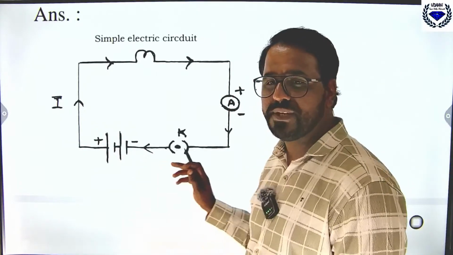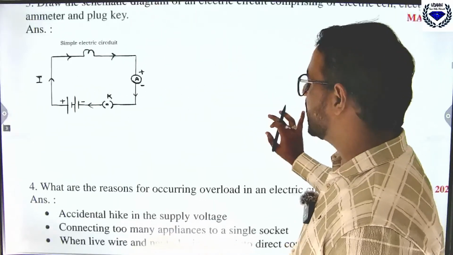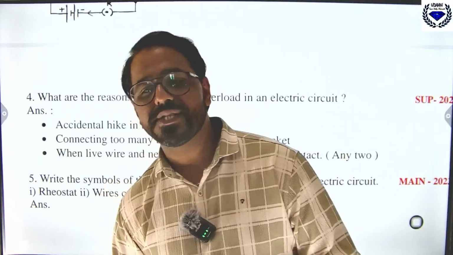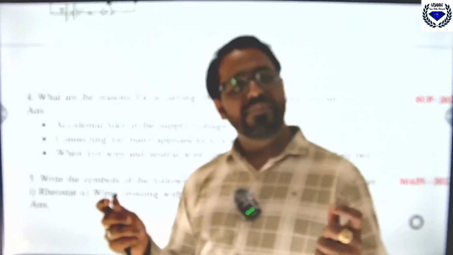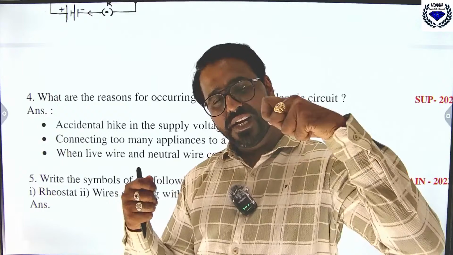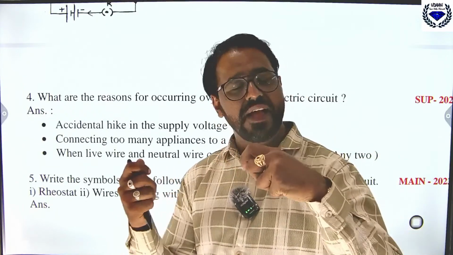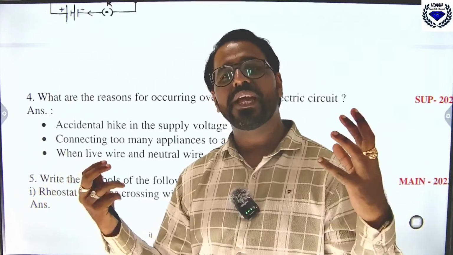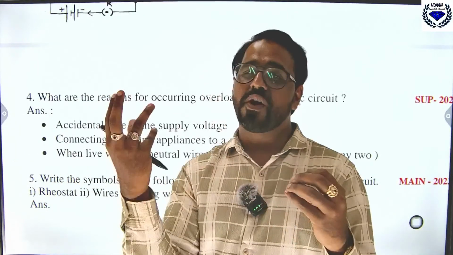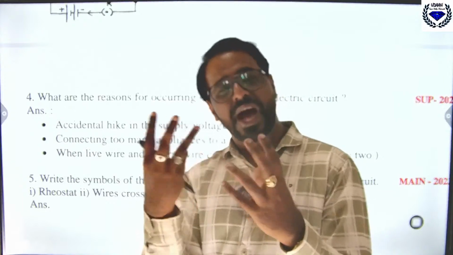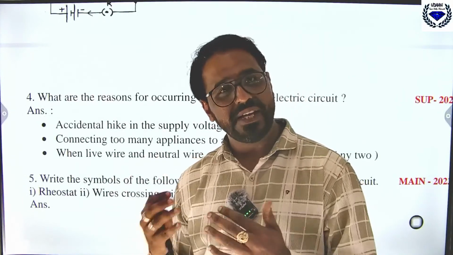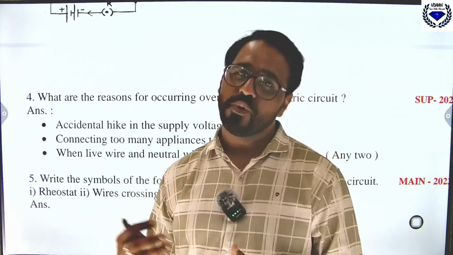Now coming to the difference between short circuit and overloading, asked by Samarha. See, a short circuit happens when the live wire and the neutral wire come in contact. There you can see the shorting, the spark which is coming out. Overloading means, both are interrelated. Whenever a short circuit happens, there will be overloading.